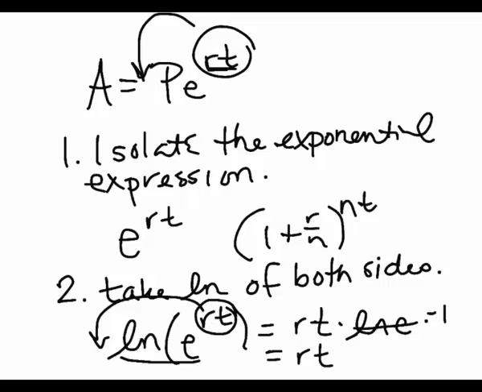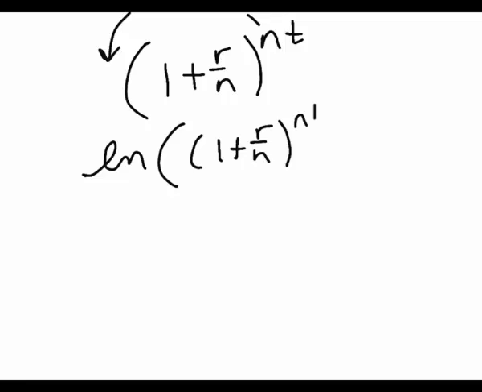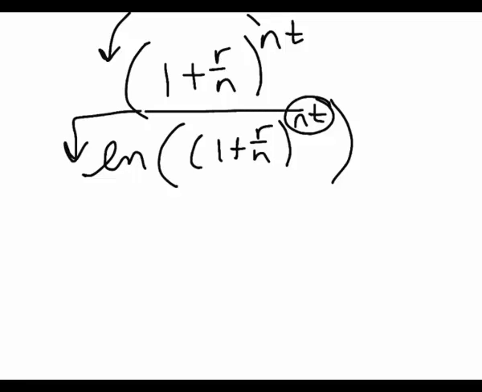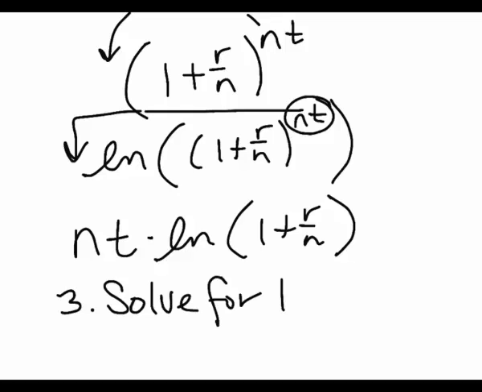Same thing if you have 1 plus r over n to the nt. Let's say I wanted to solve for t. If you want to solve for t, you have to get it to come up front, which means you're going to take the natural log. What that does is it brings those exponents up front to become a coefficient. So now it's going to become nt times ln of 1 plus r over n. And so now there's no more exponents. These are coefficients up front, and then you can solve accordingly by dividing. So then the very last step is to solve for the appropriate variable.